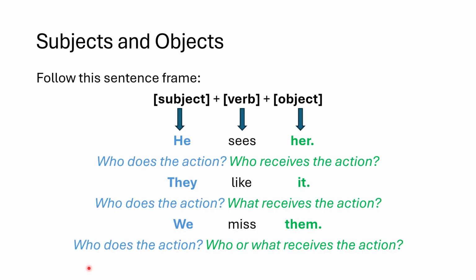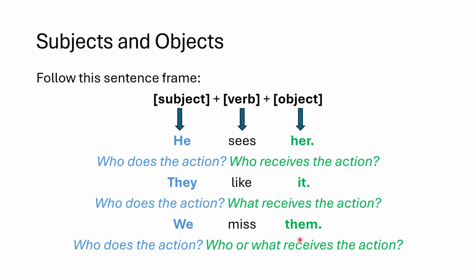Follow this sentence frame. Subject plus verb plus object. He sees her. Who does the action? The subject, which is he. Who receives the action? The object, which is her. They like it. Who does the action? The subject, which is they. What receives the action? The object, which is it.